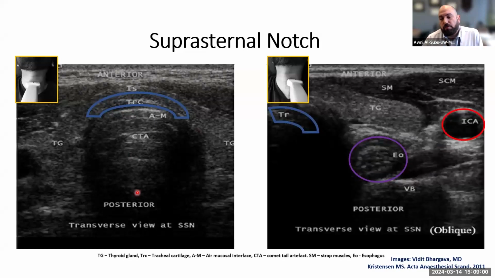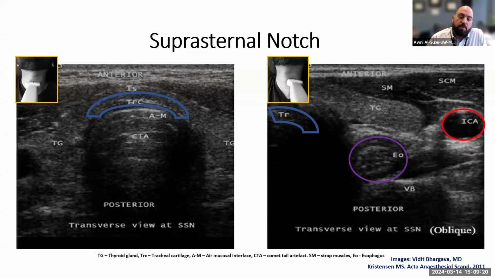Now, if you move the probe, so you slide it to the patient's left side, as you can see on this image here, to get an oblique view, you will see the tracheal cartilage over here, but you will see this collapsed structure, which is the esophagus, and then you will see the carotid artery.